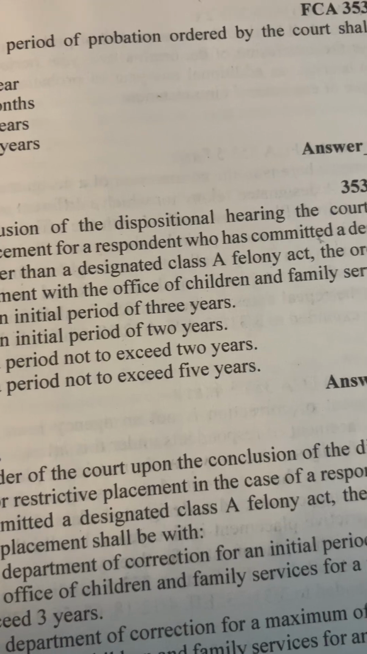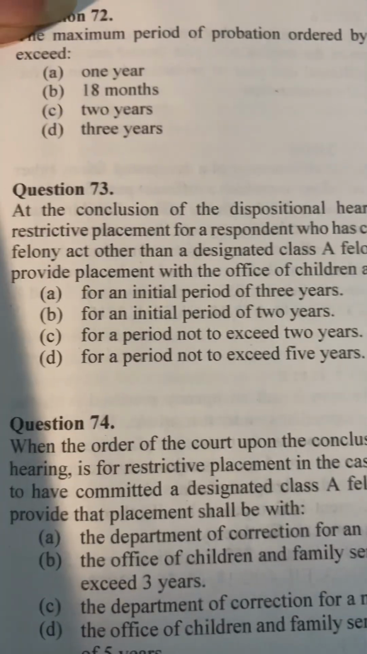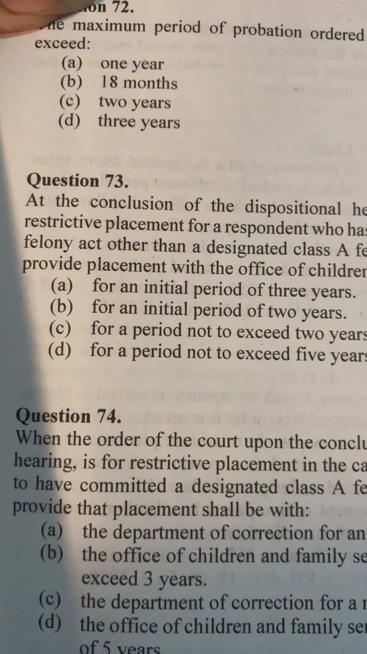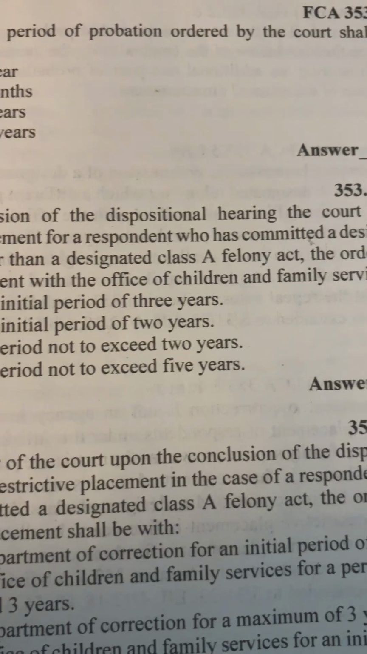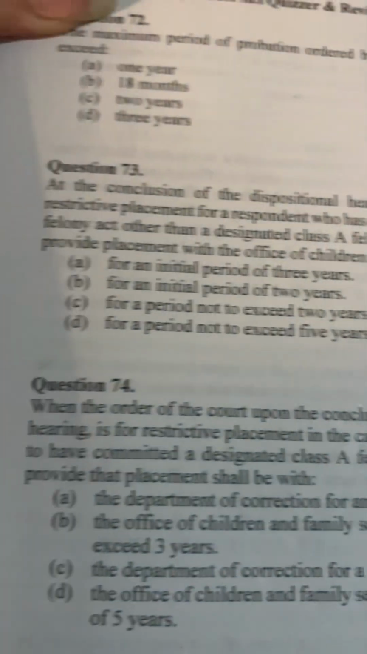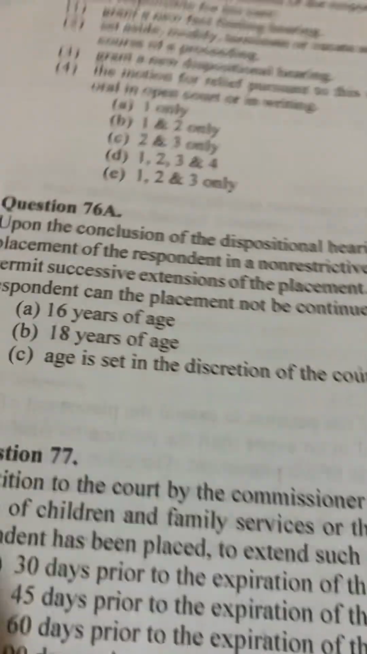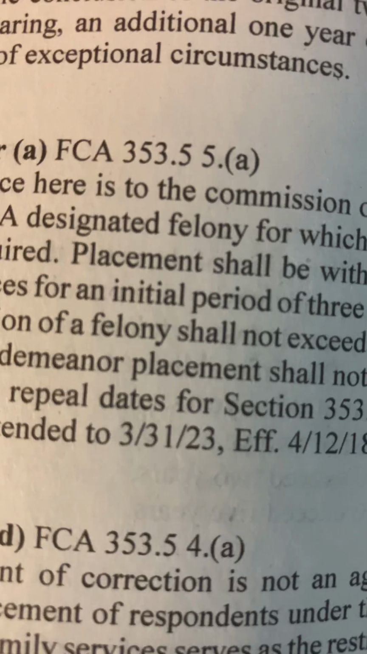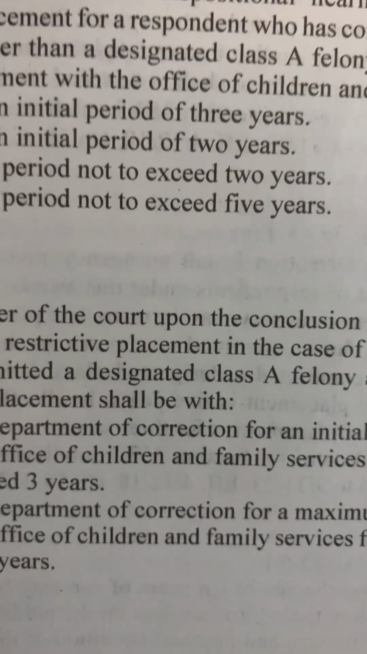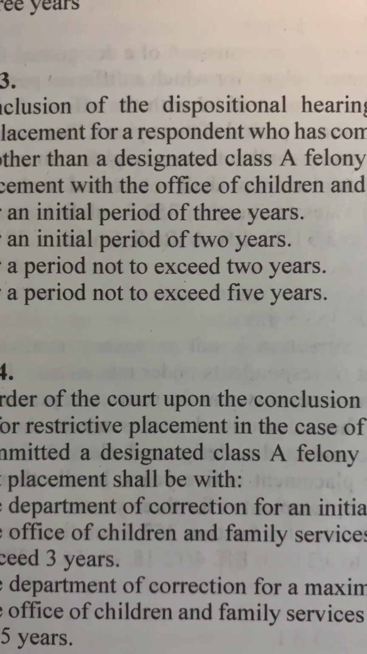At the conclusion of the dispositional hearing, the court orders restrictive placement for a respondent who has committed a designated felony act other than a designated Class A felony act. The order shall provide placement with the Office of Children and Family Services. This is 353.55. I'm not sure about this one, so I'm just going to check the back. Okay, and so the answer was A, and that would be for an initial period of 3 years. Let me read that again.